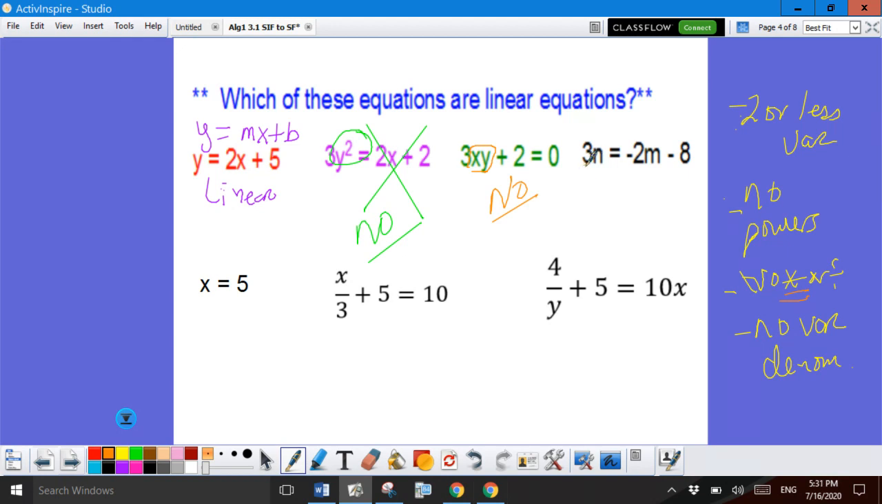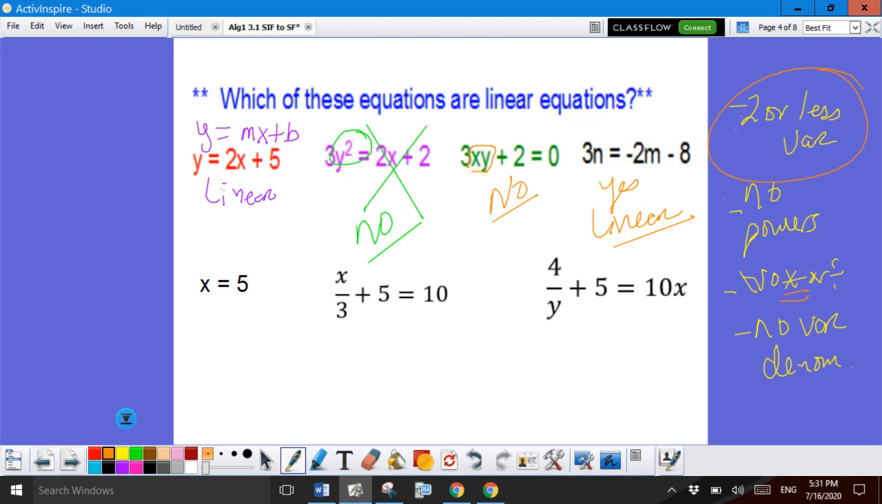Okay, now let's look at this one. 3n equals 2m minus 8. Well, it's not x and y. Is that a problem? Does it matter if the variables are different? No, it doesn't. I can make a linear equation by using any 2 variables. Okay, any 2 or less variables. So that one is fine. This one is linear.